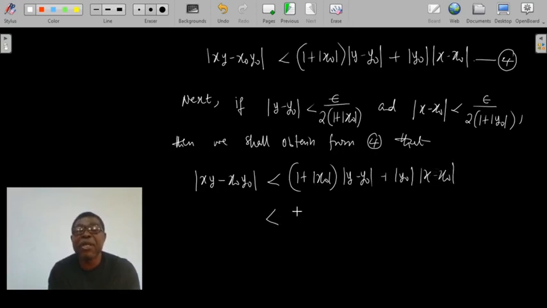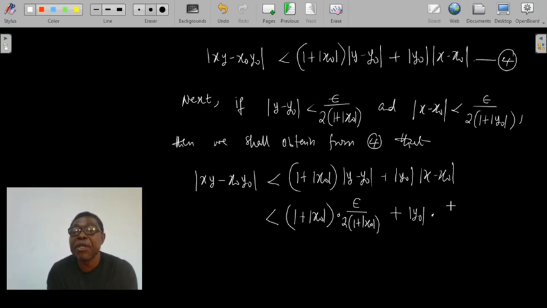And this will go further be less than absolute value of 1 plus absolute value of x naught in bracket, times the control we placed on this, which is what is bringing this inequality. And when we bring in that control, I have here epsilon over 2 into 1 plus absolute value of x naught, then plus absolute value of y naught, then times epsilon over 2 into 1 plus absolute value of y naught. So this is what we will get.